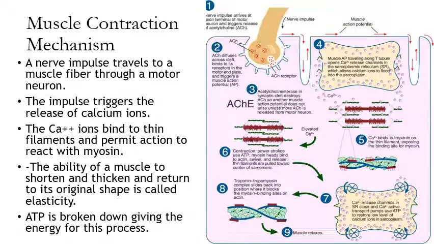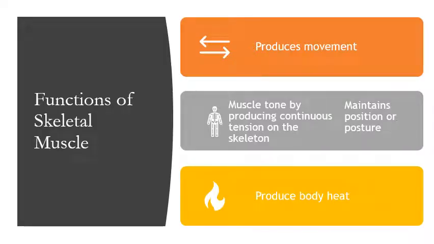I thought that this picture was a very good one to look at and see each individual movement that happens within that muscle tissue. So to repeat, the functions of the muscle are to produce movement, to give muscle tone by continuous tension on the skeletal muscle, and it maintains posture and position. It also produces body heat.